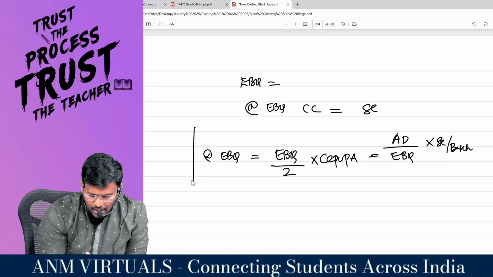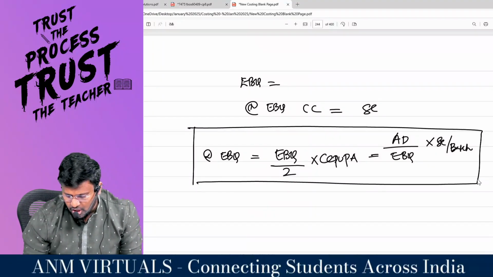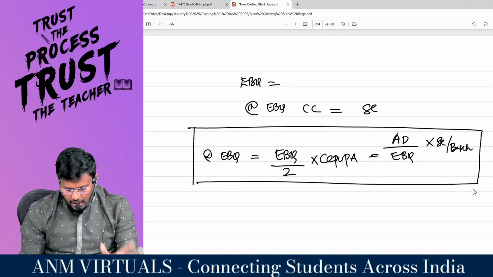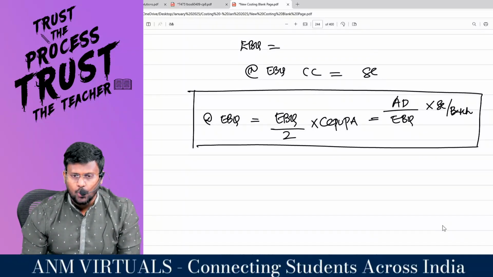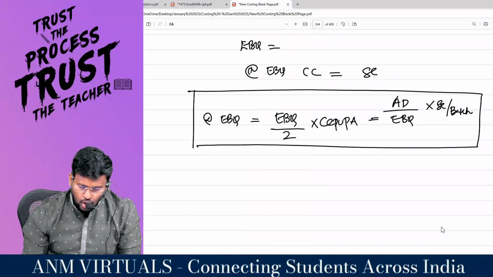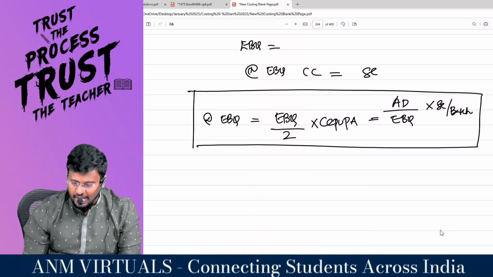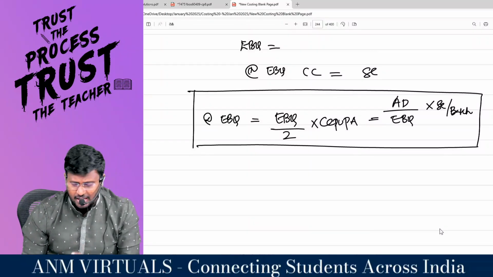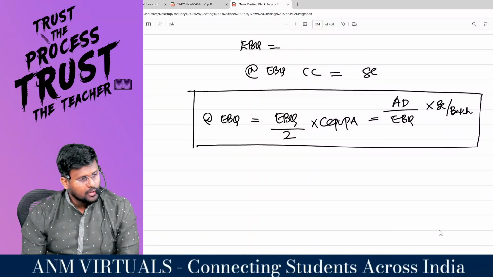So this is what my situation or condition should be. At EBQ, carrying cost should be equal to the setup cost. Are you all really with me?